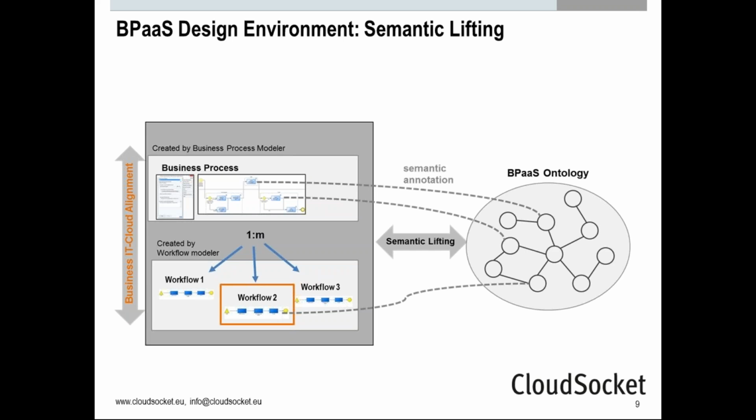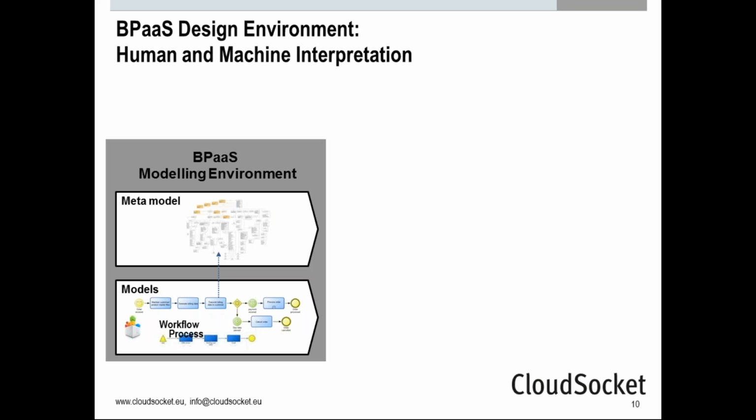This is typically understandable by human users, but to do the alignment, we need some kind of formal representation. In our approach, we use an ontology as the formal representation, and we map the elements of the graphical models to classes in the ontology. And this mapping is what we call the semantic lifting. So we have the semantics description, a meaning of the elements that we have in the process and in the workflow models.